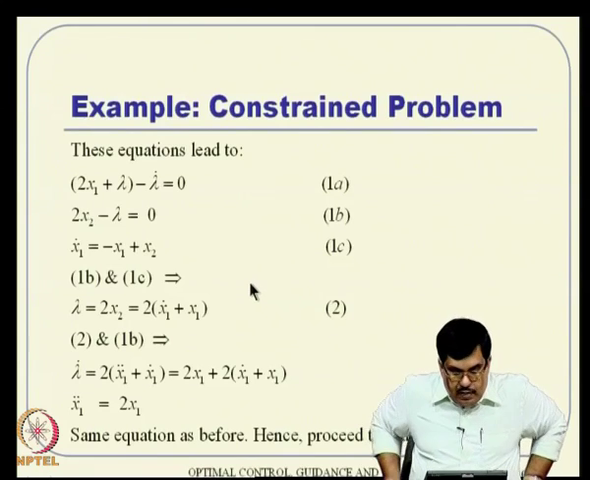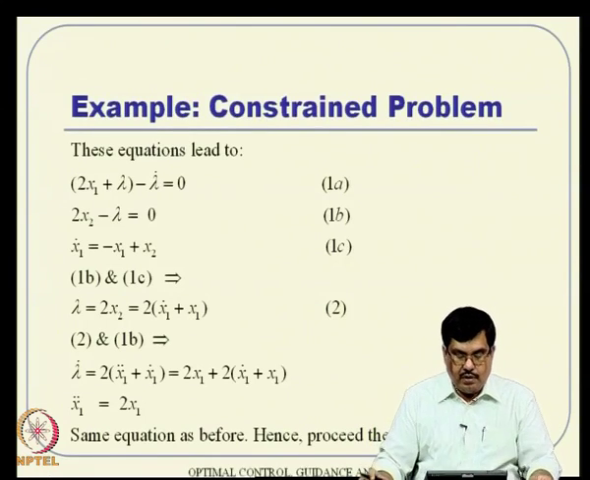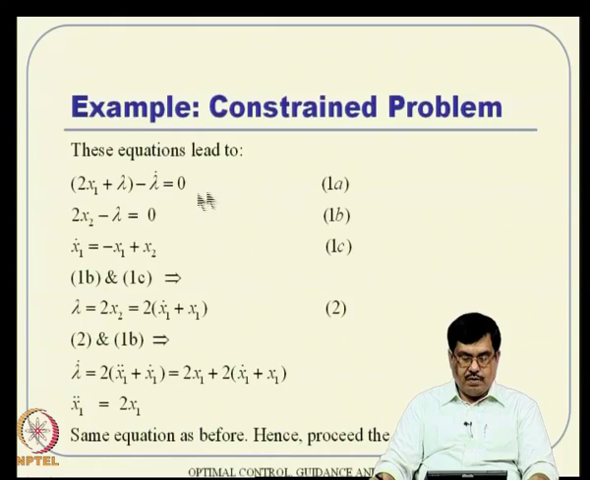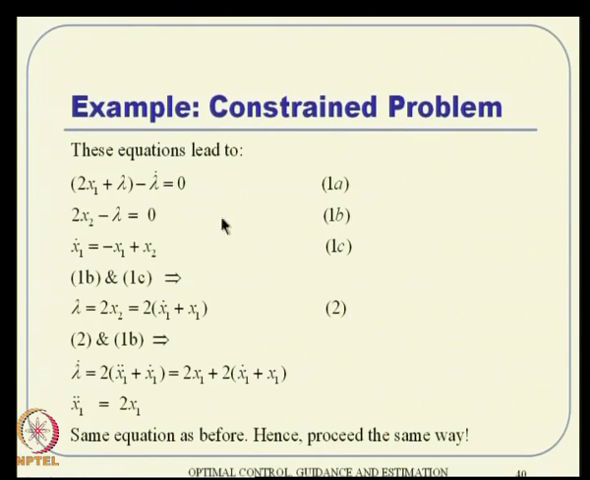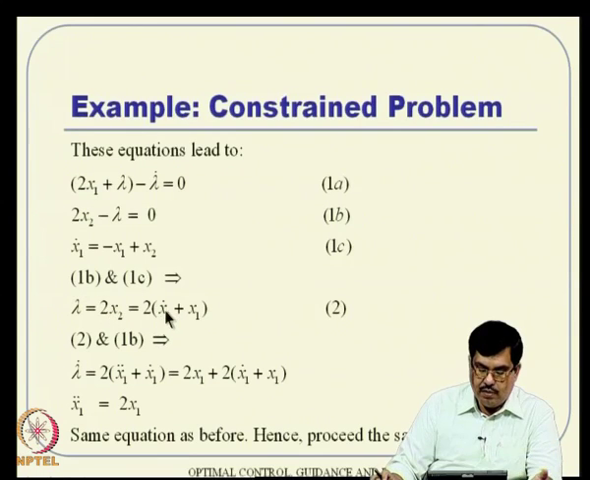Now, it is time for us to solve these three equations, and they can be solved in a variety of ways, whichever way we want. Let us follow one approach where I can eliminate lambda from equation 1b. I get lambda equal to 2x2, and x2 is nothing but x1 dot plus x1 from this equation.